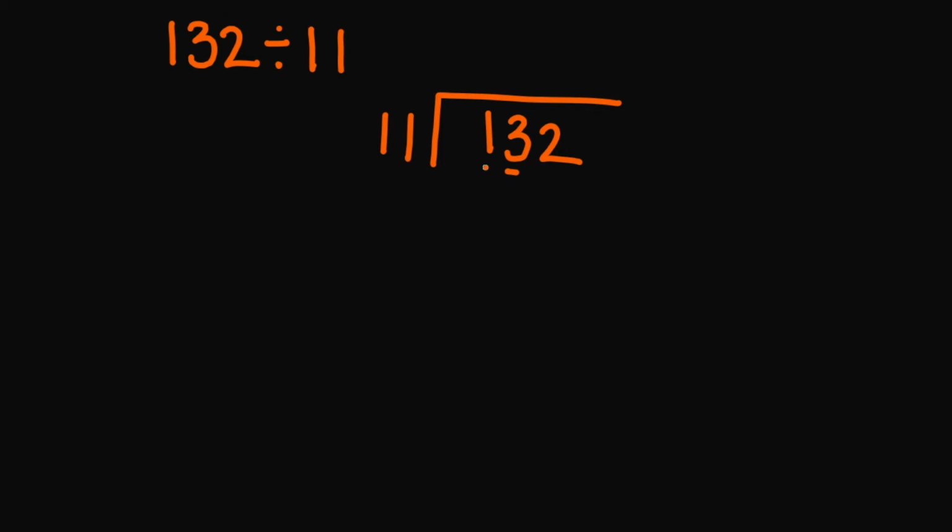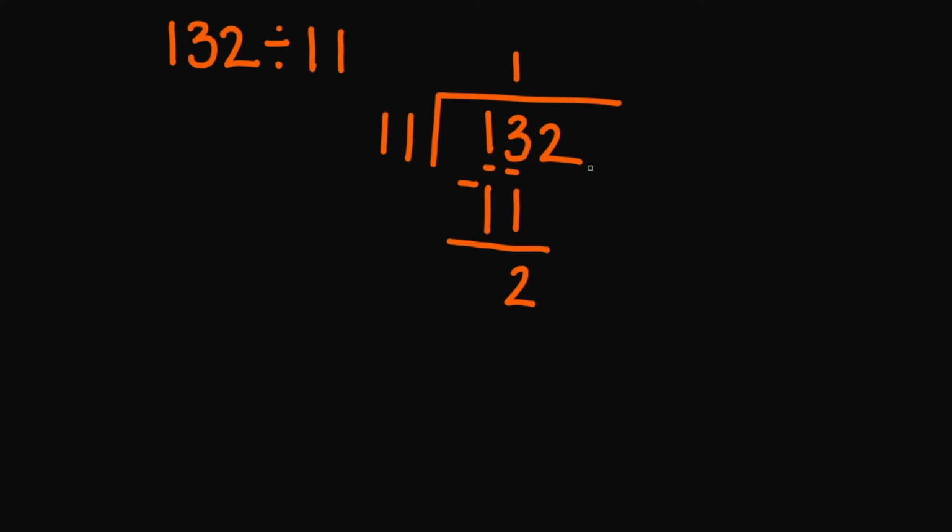132 divided by 11. So my division sign, 132 in here, 11 out here. 11 goes into 1 how many times? It doesn't work. It's too small. 11 goes into 13 how many times? 1 time. So 11 times 1 is 11. I'm going to now subtract. 3 minus 1 is 2, and then 1 minus 1 is 0.